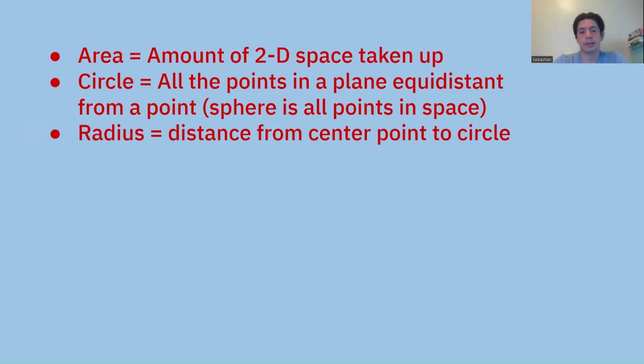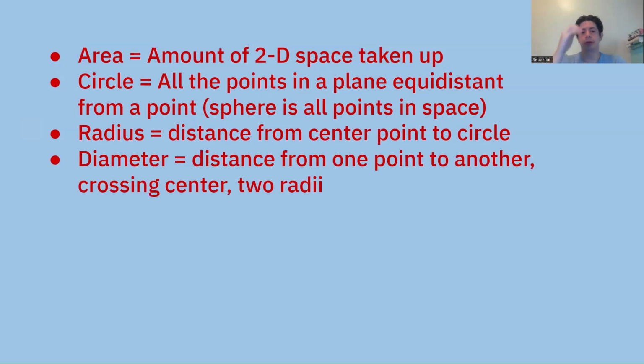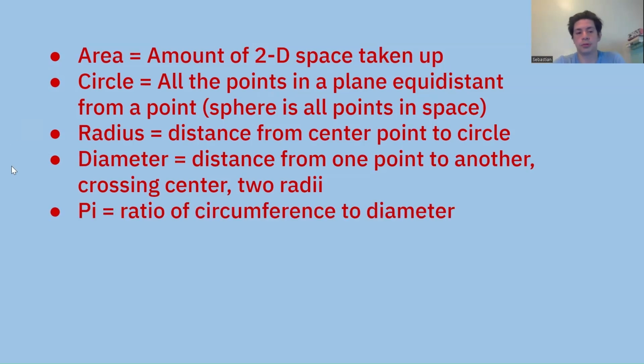Radius is the distance from the center point to the circle. Diameter is the distance from one point to another crossing the center, so it's two radii. It's considered a chord that crosses the center. Other chords are any two points in a circle connected by a line. Pi equals the ratio of circumference to diameter, so 3.14, and it goes on.